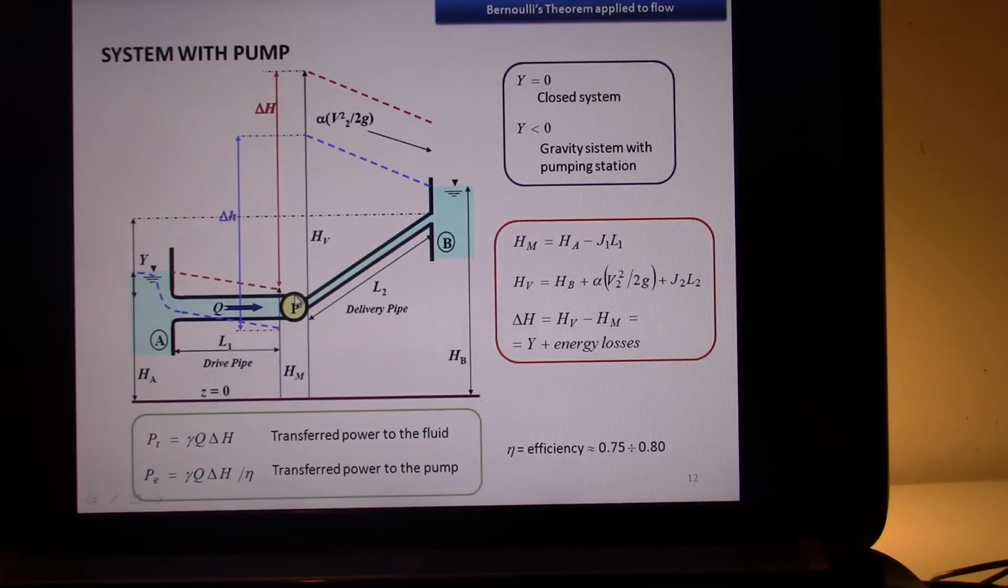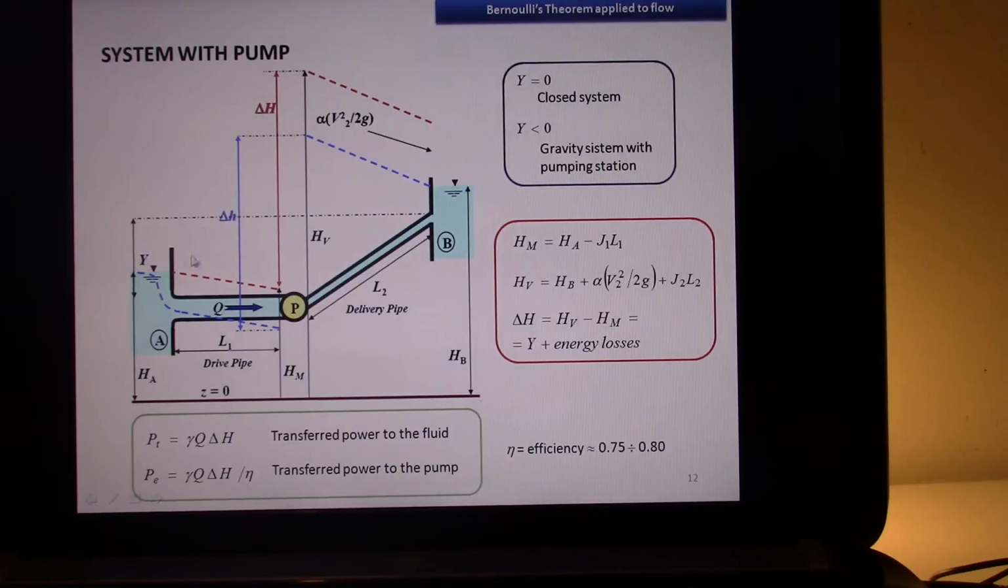Then there is the pump, which increases your energy, and again after the pump you will have the decrease until the final level. So let's try to see. Again, we define the total head before the pump and the total head after the pump.